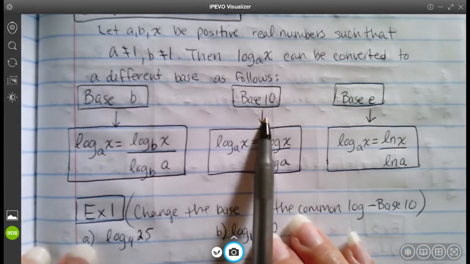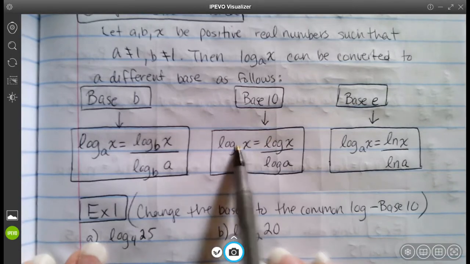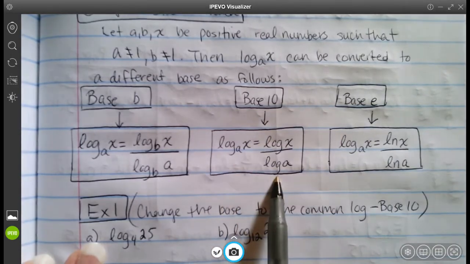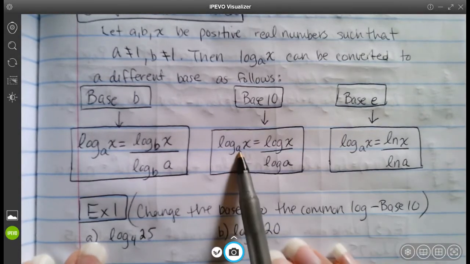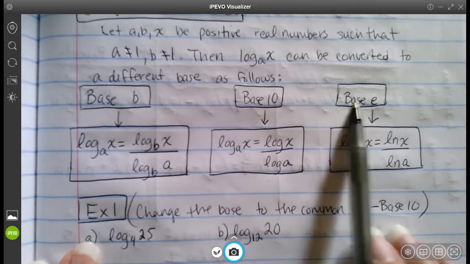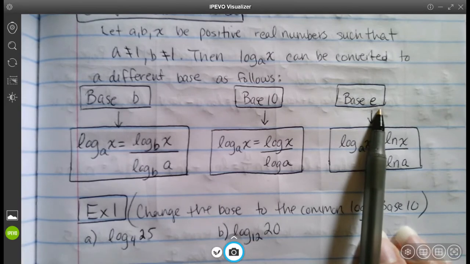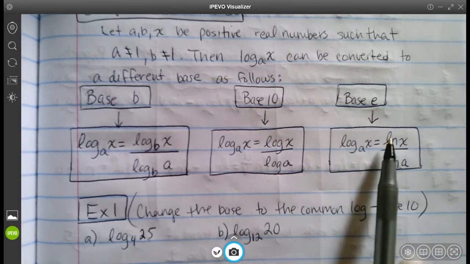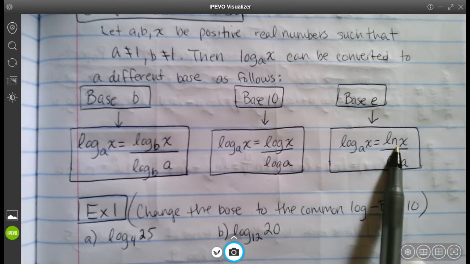For base 10, it's really similar to this one, except all we do is divide log x over log of a, because remember that base 10 is the same as just log by itself. It's the common log. And then for base e, this is our natural log. We have to use our ln notation because this represents our natural logarithm, ln.